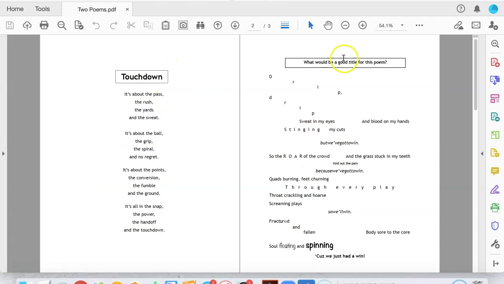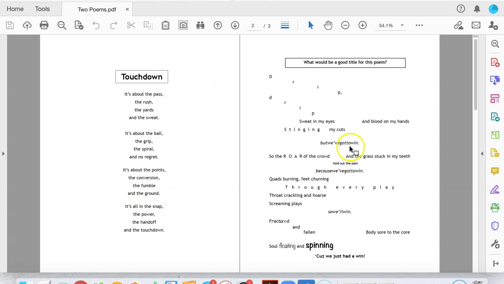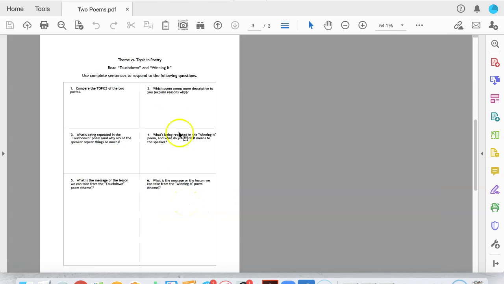Oh, okay, so did we already name this poem? Winning It? Okay, you can think of another title. If you don't like that title, you can change it out. We're just going to call it Winning It for right now because they keep repeating the word win, and we don't have a title, so we have to call it something. But remember, you can choose your own title if you want to. All right, so compare the topics of the two poems.